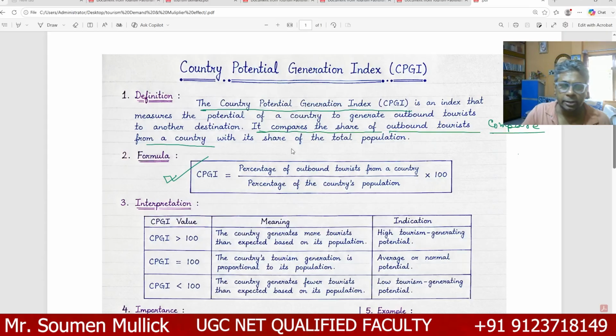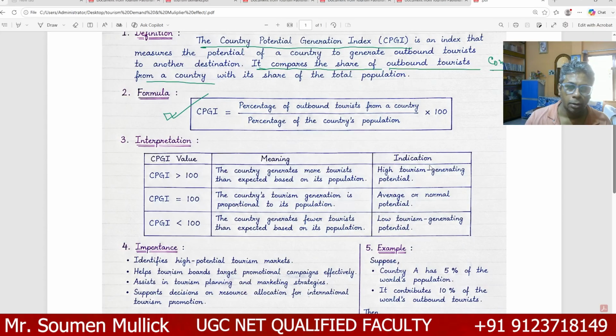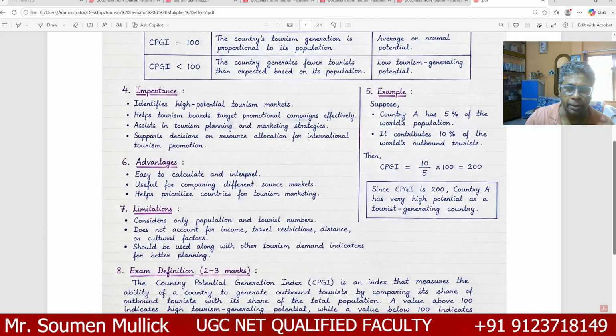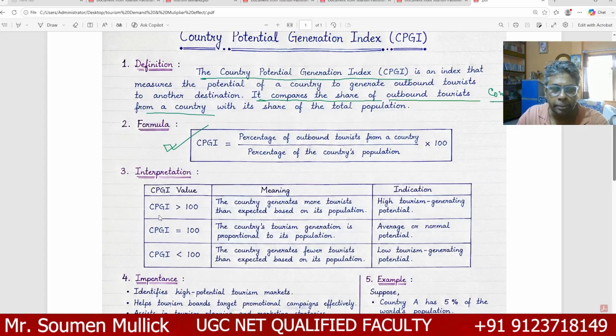CPGI, country potential generation index, equals percentage of outbound tourists from a country by percentage of the country's population into 100. This is a very important concept. It measures the potential of a country to generate outbound tourists to another destination, and it is based on comparison. So CPGI greater than 100 means the country generates more tourists than expected based on its population.